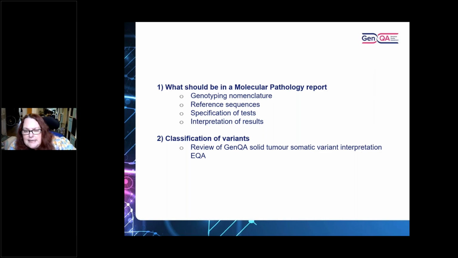And then the second part of my talk, I'm going to talk a bit about something that we've also alluded to in the previous part, and that's about classification of variants. And I'm going to talk a bit about our solid tumor somatic and variant interpretation EQA, and also some of the tools that GenQA is trying to put in place to help with that.